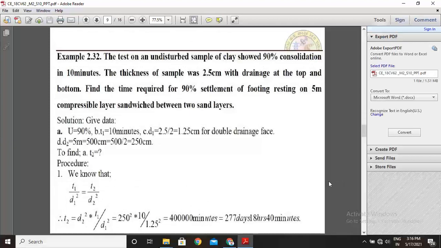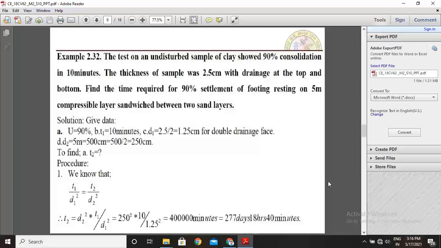Next problem. I hope all these problems are repeated, but slight data are changed. So follow the same steps. Okay. See how this problem is asked.